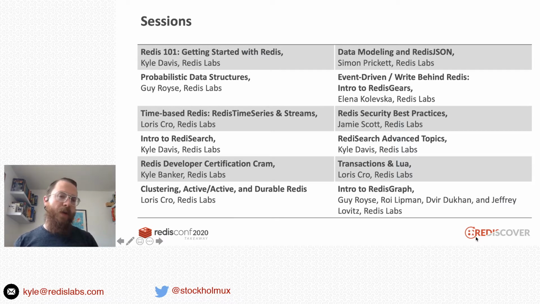Going down the list, we have probabilistic data structures with Guy Royce. Guy Royce is on my team. He's a very entertaining presenter, and today he's going to be talking about probabilistic data structures, which are data structures that trade some sort of deterministic quality for some performance or something really interesting about them. Guy Royce will tell you a lot more about them, but they are fascinating.